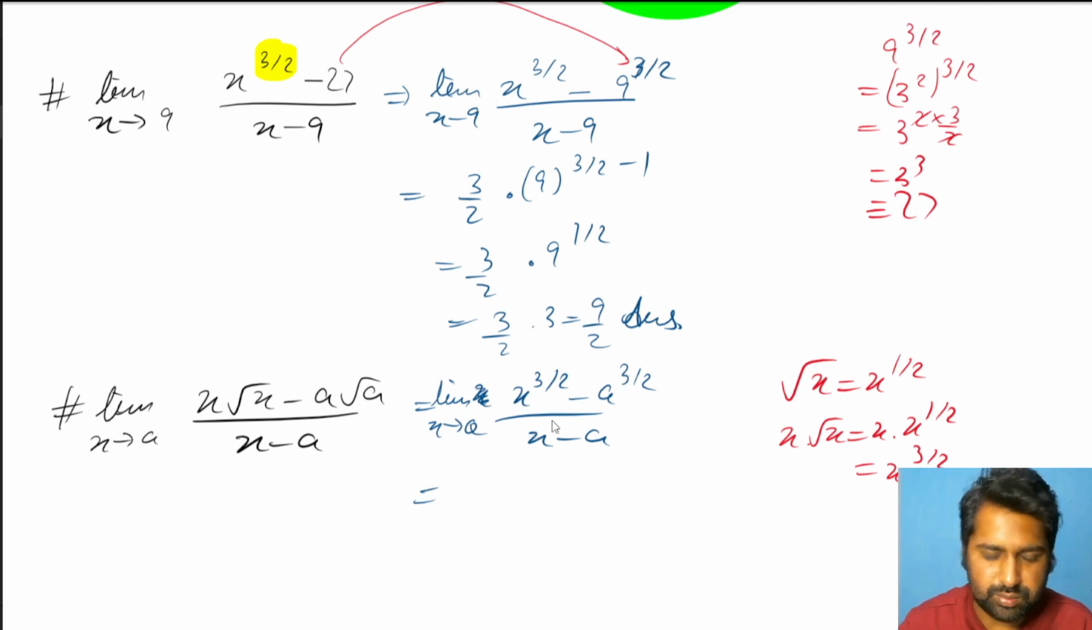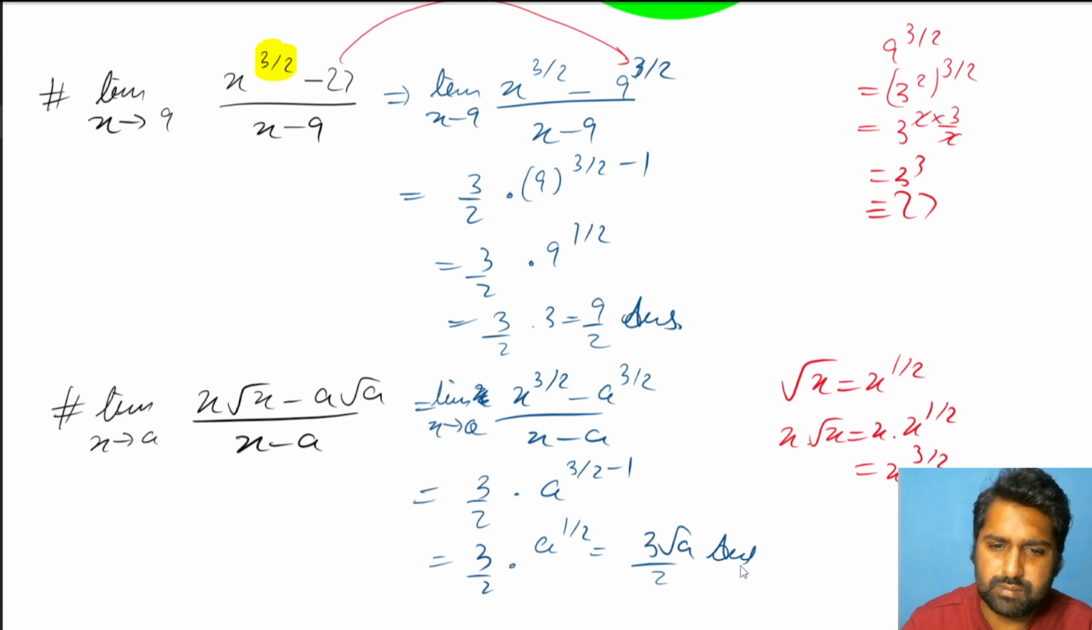n is 3 by 2. So 3 by 2 a raised to power 3 by 2 minus 1. So 3 by 2 into a raised to power 1 by 2. That's 3 root a by 2.